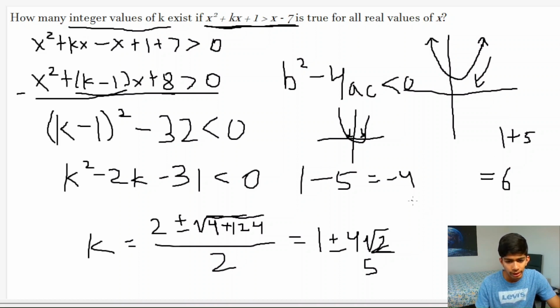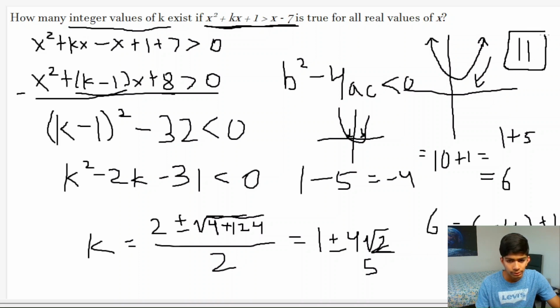So all we have to do is find the range. So 6 minus negative 4, and we have to add 1 because we're including both values. So that would just be 6 minus negative 4 is 10, plus 1 is 11, giving us our final answer of 11. And we're done.